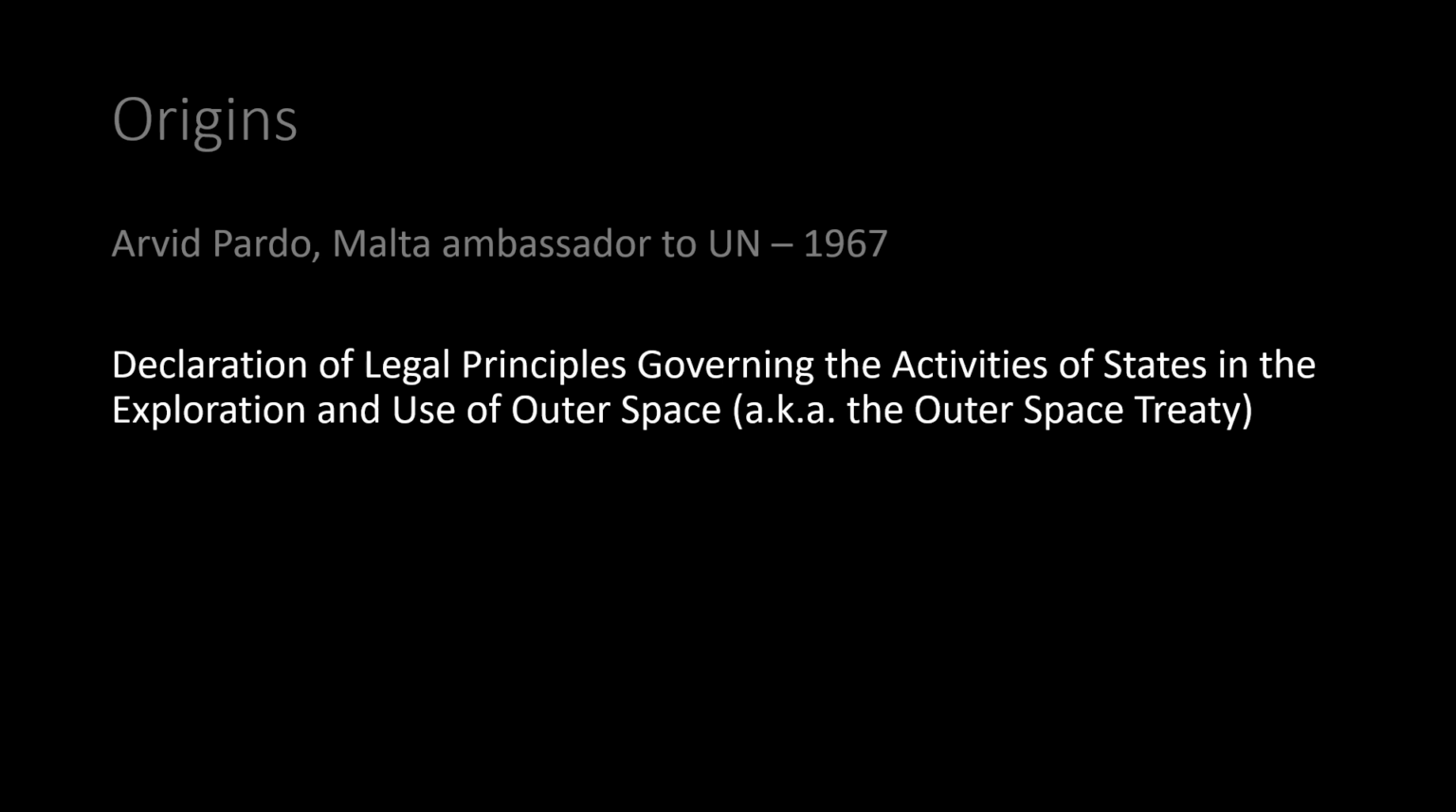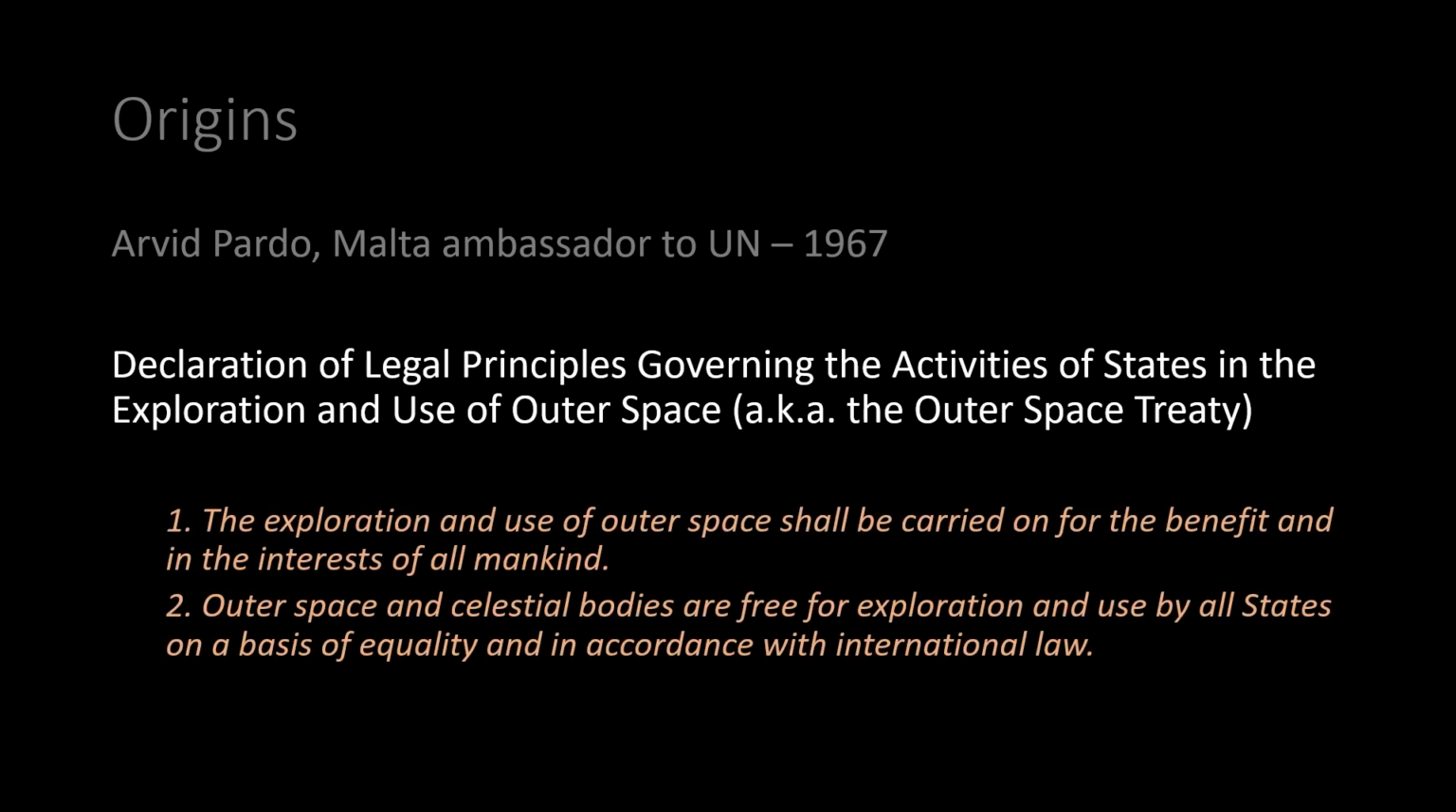In that same year, the Outer Space Treaty, formally known as the Declaration of the Legal Principles Governing the Activities of States in the Exploration and Use of Outer Space, went into effect. The Outer Space Treaty contained the following provisions. 1. The exploration and use of outer space shall be carried out for the benefit and in the interest of all of mankind. And 2. Outer space and celestial bodies are free for exploration and use by all states on a basis of equality and in accordance with international law.